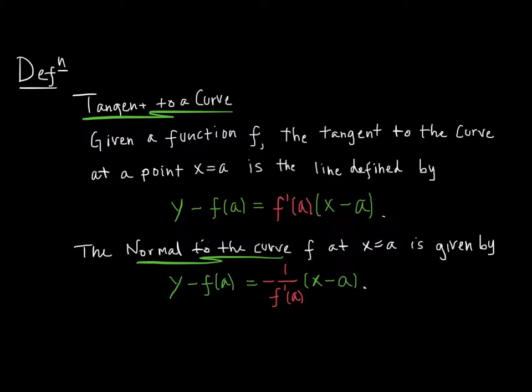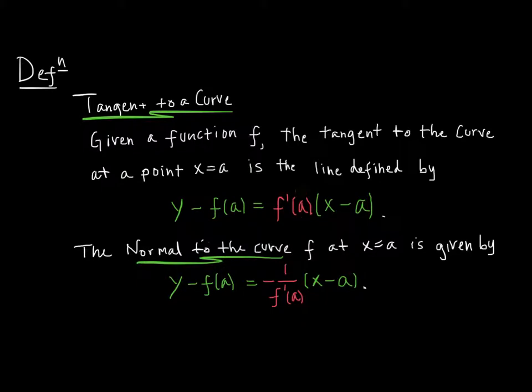Okay, so we've defined this before, and in this lesson, we're going to construct a more refined and cleaner version of the definition to the tangent of a curve and the normal to a curve. And so given a function f, the tangent to the curve at a point x equals a is the line defined by, and what you just have to remember here is that this is at the point a. And so when x is equal to a, the y value of that point is just f of a. And so we have general point slope form, which is y minus the y value of that point, which is f of a, equals, and now here we have f prime of a.